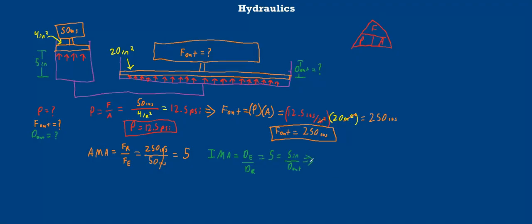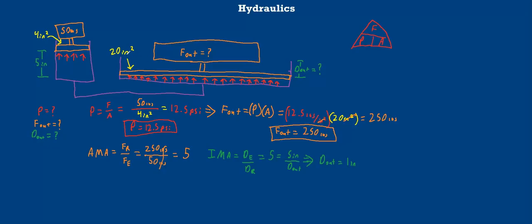And so hopefully this is pretty obvious. We don't have to do very much math. We can just say our distance output is just 1 inch. And if you think about it, that makes way too much sense. If the output force is 5 times bigger than the input force, then the input distance would be 5 times bigger than the output distance. Remember, work equals force times distance.